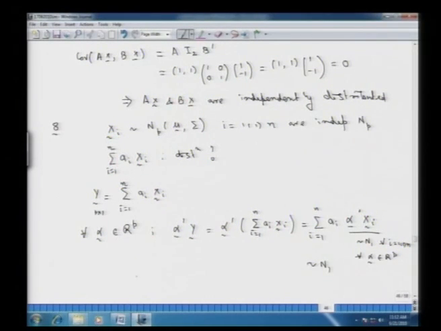So what does that imply? For every alpha belonging to R to the power p, this alpha prime y has an N1 distribution. So this would imply, from the definition of multivariate normality, that this y vector itself will follow a multivariate normal distribution Np with expectation of y as its mean vector and the covariance matrix of y as its covariance matrix. So in order to complete this problem, what we would require is to find out what is the expectation of y and what is the covariance of this y vector.